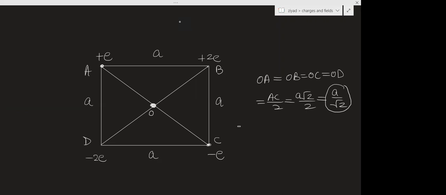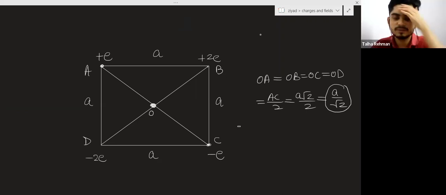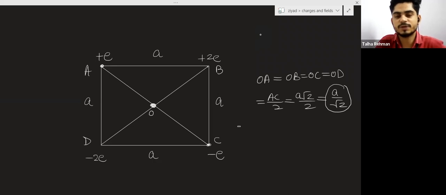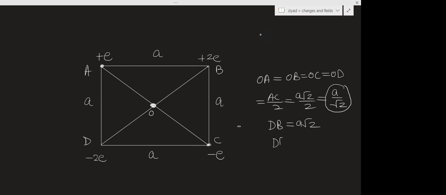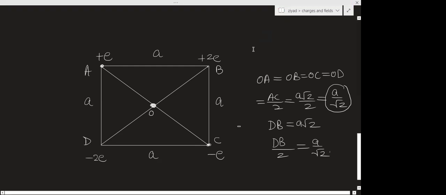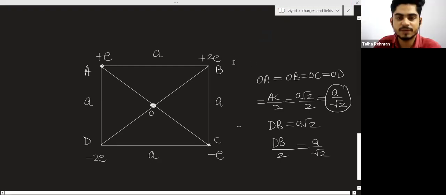So why did you take AC, sir? We can take any diagonal, actually. We know that both the diagonals of a square are equal. So if we take BD, then BD will also be equal to a√2. If you take half of BD, then again you will get a by √2, because a square has every side equal and the diagonals are also equal. I have just taken one of the diagonals.